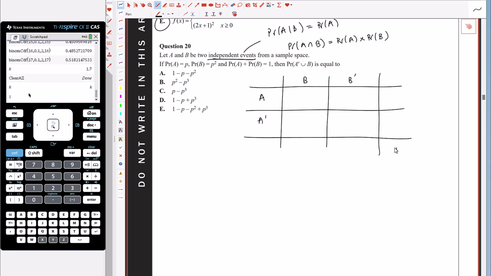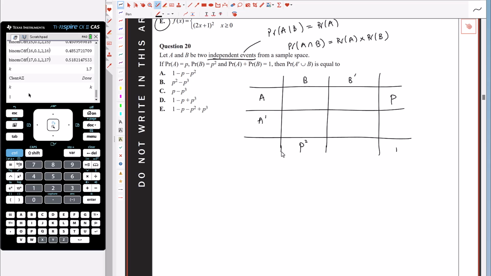Everything should add up to 1 down here. Probability of A is p, probability of B is p squared. Probability of A plus the probability of B is 1. That would allow us to work out p, but we don't need to work out p. We want the probability of A plus B is 1.